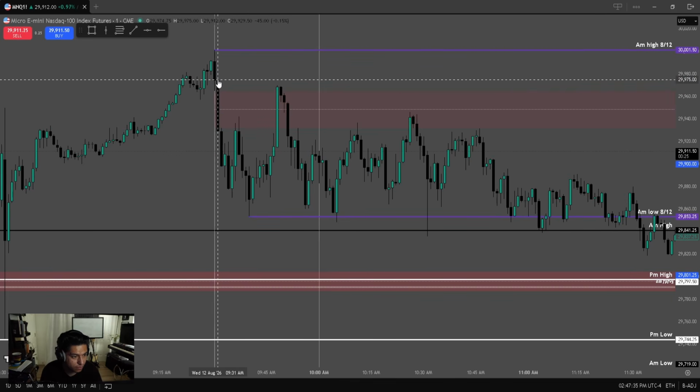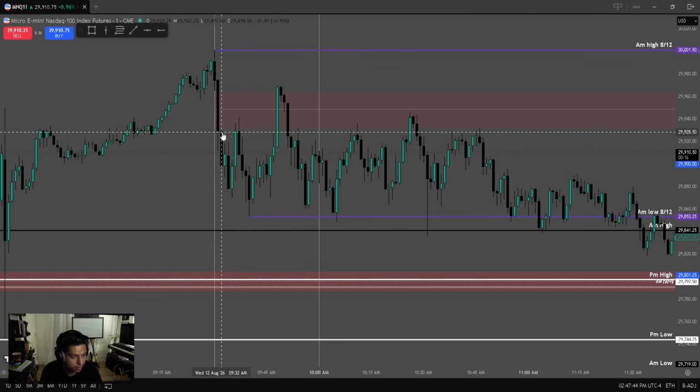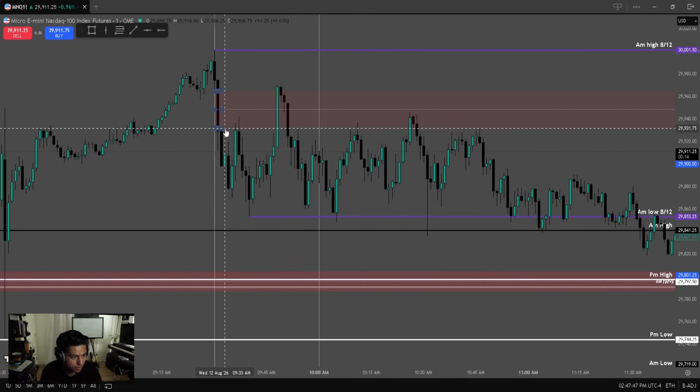Second candle forms, very fast drop in price, all the way down here, comes back up, closes. This third candle opens, price goes up a little bit, comes back down, and closes down here.